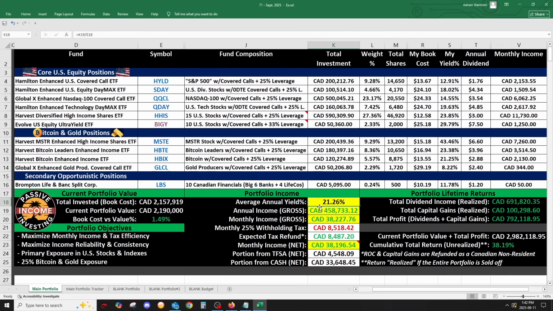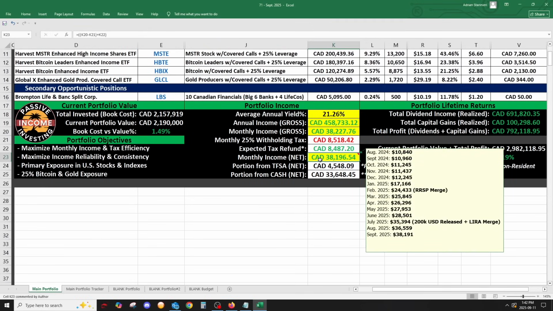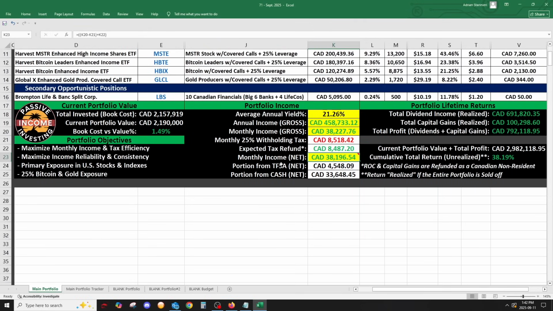Here's the annual income, gross, monthly, with the 25% withholding tax, my expected refund, which I'm basically calculating: how much of the income being generated in my cash account is going to be capital gains or ROC. That's the number. So I basically am going to get most of that, if not all of it back next year. Monthly net, you see that it is growing over time throughout the months. I'm at 38,196 net a month here. And you can see the portion that's coming from the TFSA versus the cash account.